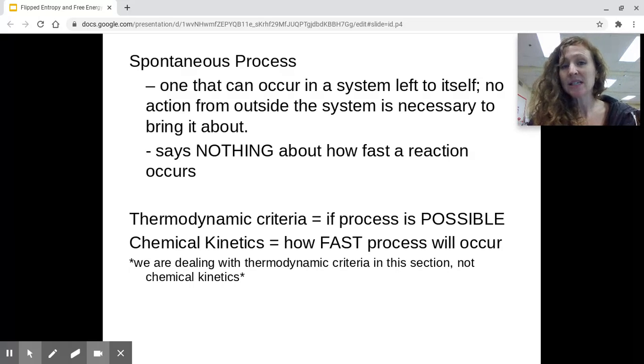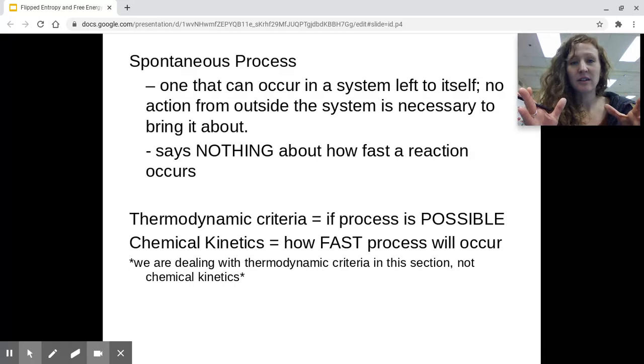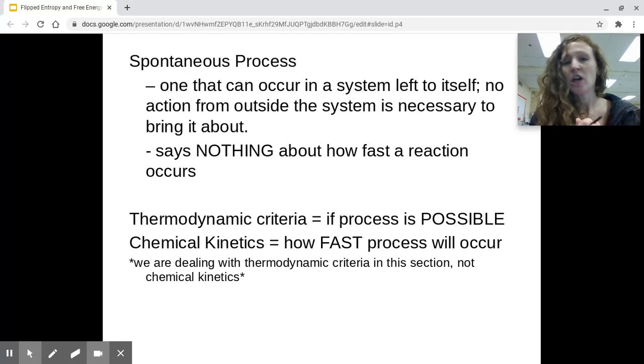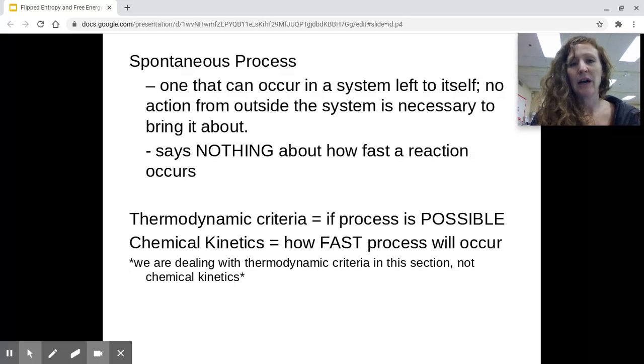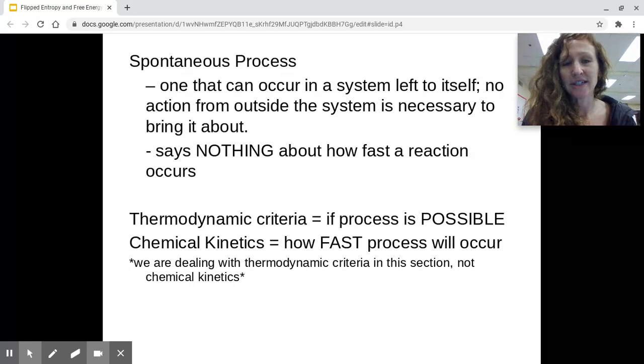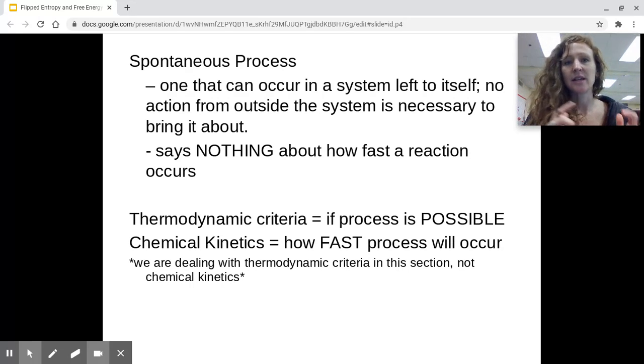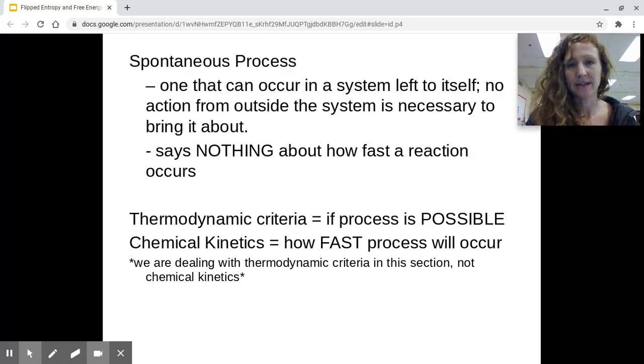A spontaneous process is one that can occur all by itself. If you just leave the components together, it's going to move forward and change all on its own. Nobody has to come by and introduce heat. Nobody has to come by and shake it up. Okay, no outside action is necessary in order for this process to go forward. It's going to go forward all by itself. That's what a spontaneous process is.